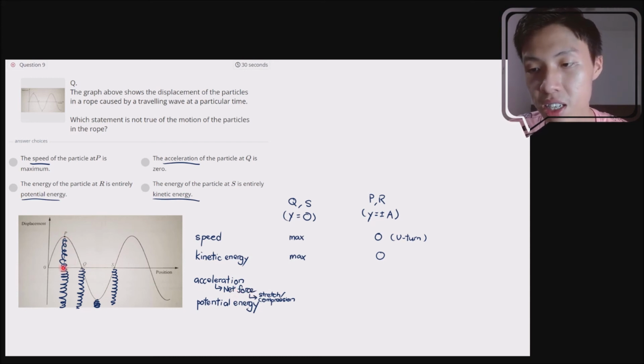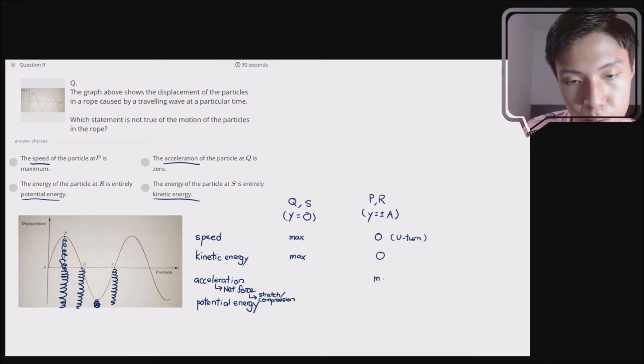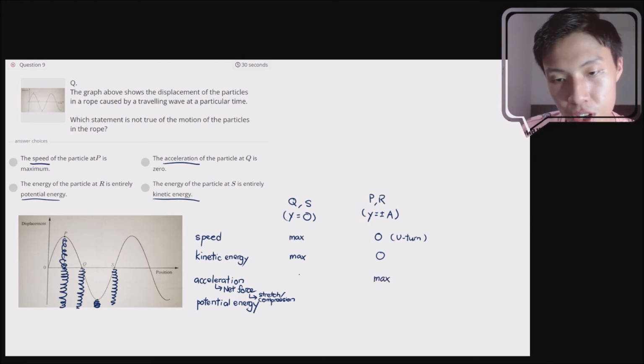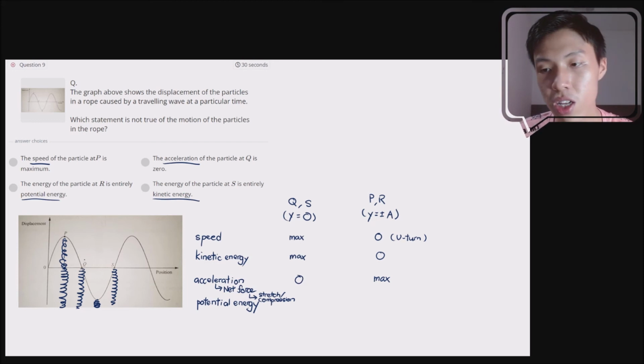So in this case, the stretch is maximum, the compression is maximum, so the net force will be maximum, and the acceleration will be maximum. So acceleration is maximum at P and R. Then for Q and S, the stretch of the spring and the compression of the spring is 0. Therefore, no stretch, no compression, no net force, no acceleration. 0. Okay, so we know that if the spring is being stretched or compressed, you have elastic potential energy.